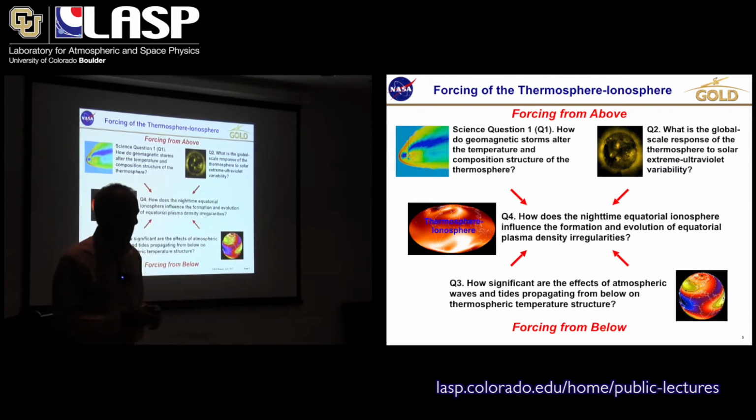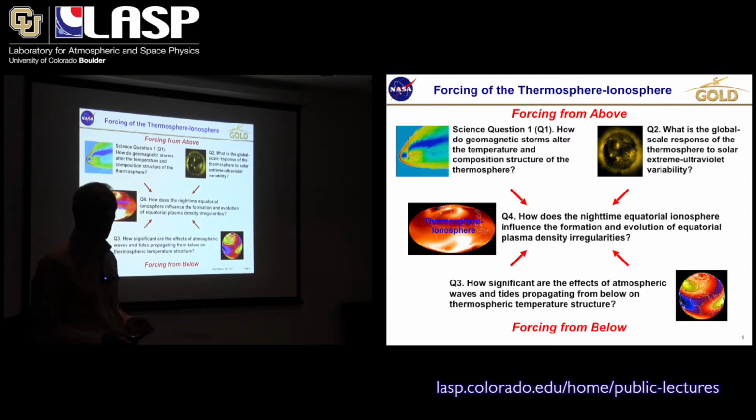How it evolves over time is really the focus of the mission. We have 4 science questions that we've laid out that the mission will address. Really, in simple terms, we're looking at the forcing from above and from below in the atmosphere. The geomagnetic storms and the solar short wavelength radiation is something that we've been looking at for decades.